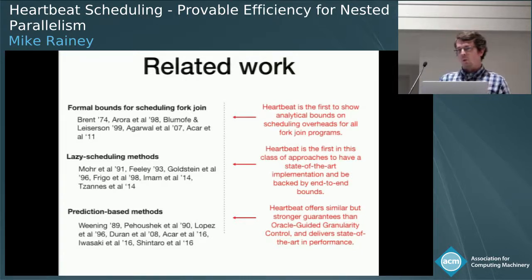prediction-based methods, one of which is Oracle-guided scheduling. This method has end-to-end bounds, but they don't apply to all fork join programs, just a certain subclass, whereas Heartbeat applies to all of them, and it comes with an implementation that applies to all fork join programs.